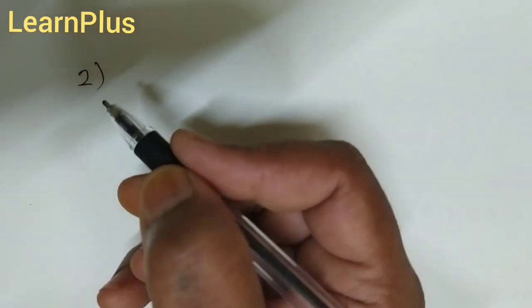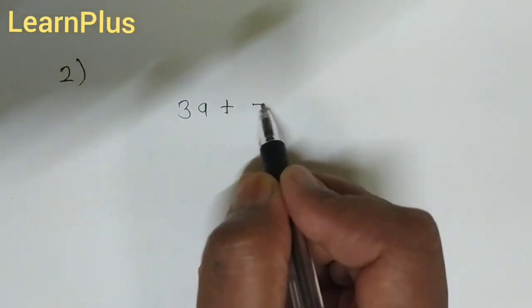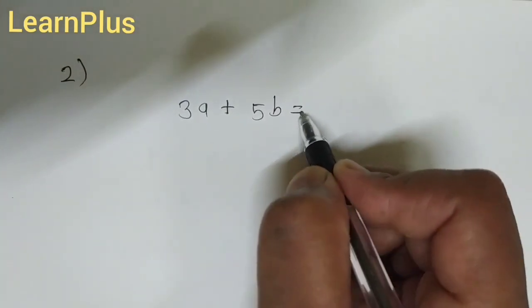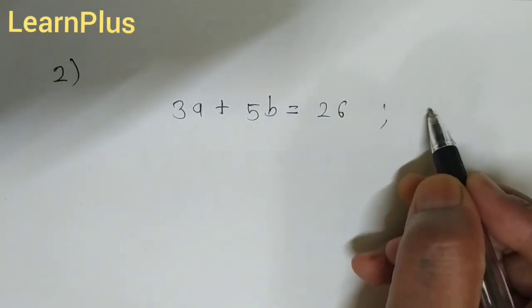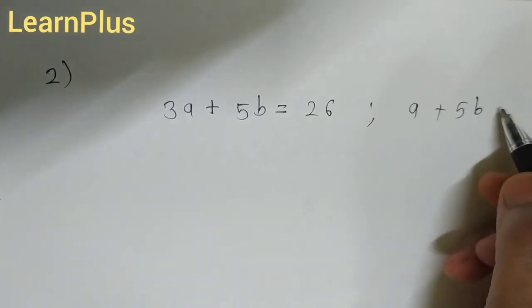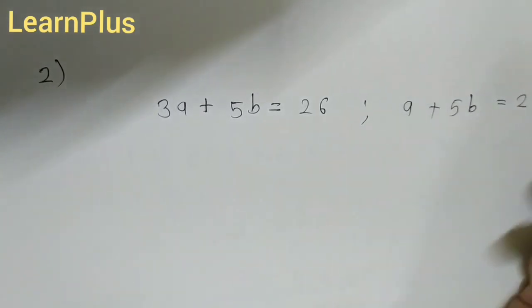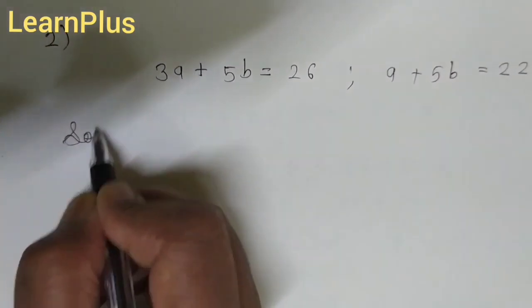Now we'll see the second sum. What is the second sum? Here in practice set 1.1 they have given the second sum: 3a plus 5b is equal to 26 and a plus 5b is equal to 22. This sum they have given. We'll see this sum's solution.